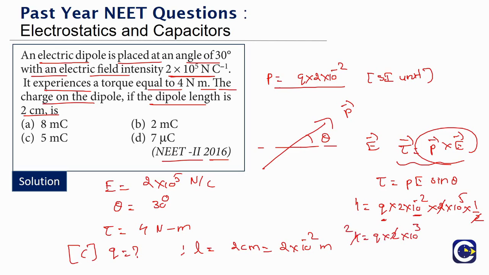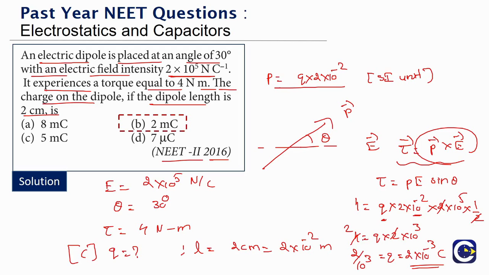2 ones are 2, twos are. 10 power 3 will come to the left side, it will go to the denominator. So 2 by 10 power 3, that is q, means it is 2 into 10 power minus 3 in terms of coulombs. 2 into 10 power minus 3 means what? It will be 2 millicoulomb, which is our option B.